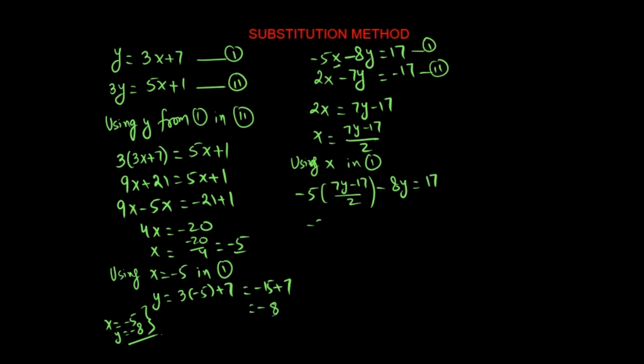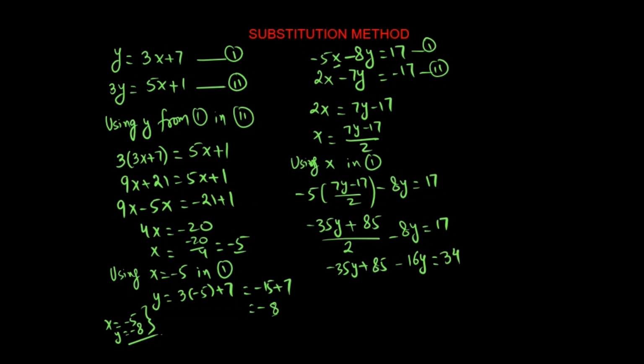This is minus 35y plus 85, because minus 5 times minus 17 is 85, over 2 minus 8y equals 17. Now this is a fraction and these two are not, so to remove the fraction, let's multiply everything by 2. We have minus 35y plus 85 minus 2 times 8y, 16y, equals 17 times 2, which is 34.